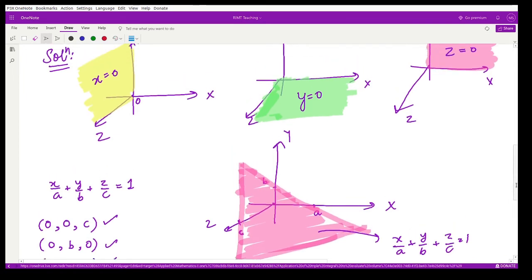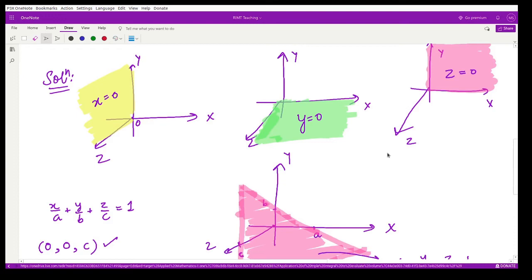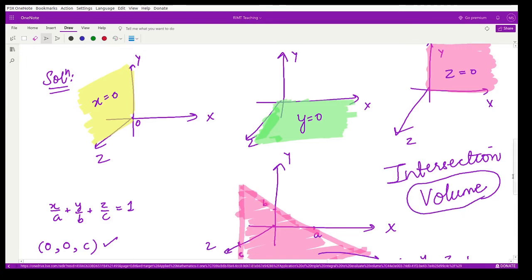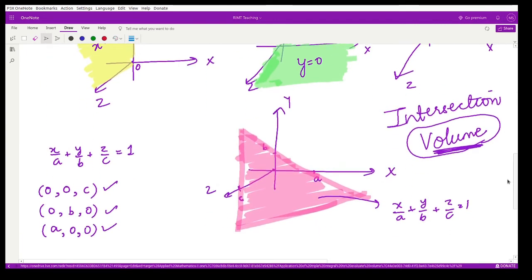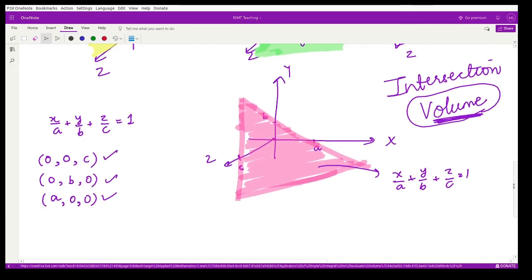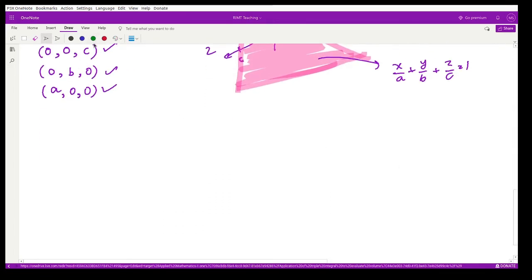Now the tetrahedron is formed by the intersection of all these planes, so you will have a definite volume. You have to calculate the volume of that shape, which is given to be a tetrahedron. Okay, so let's do it. Let's calculate the volume. So what would be the required volume?